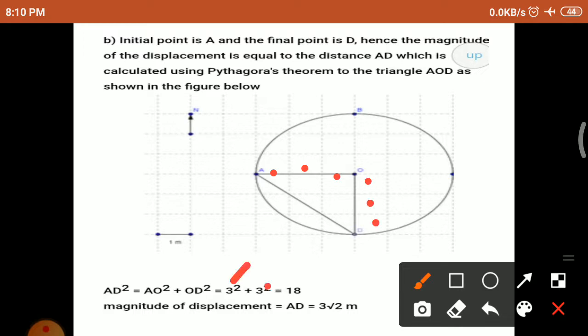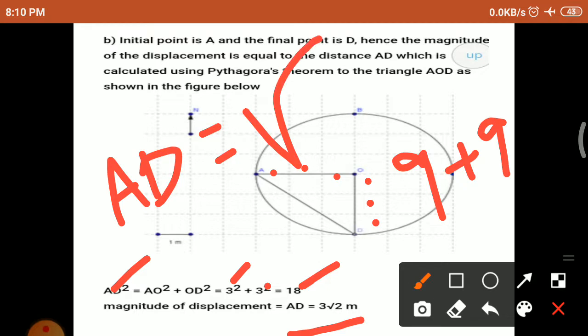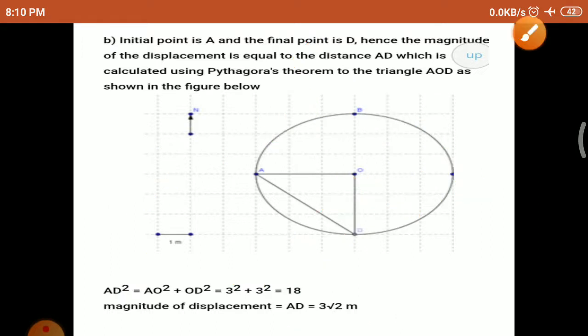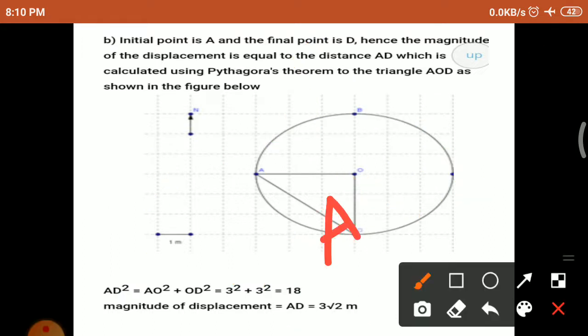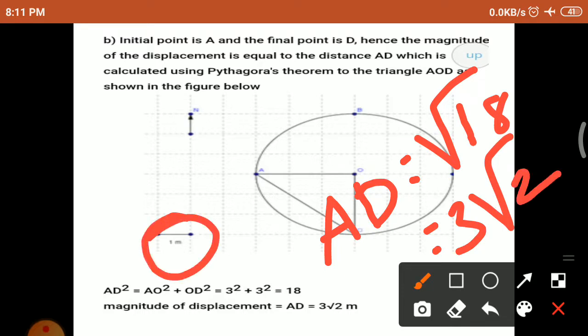3 squared plus 3 squared. 3 squared means 9, and again 3 squared is 9. So the total value is 18. AD squared equals 18. AD equals root 18, and the root 18 value is 3 root 2. That means AD equals 3 root 2 meter, because here one small square equals 1 meter.